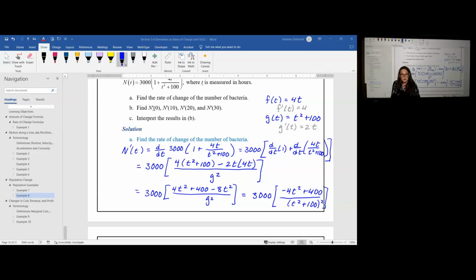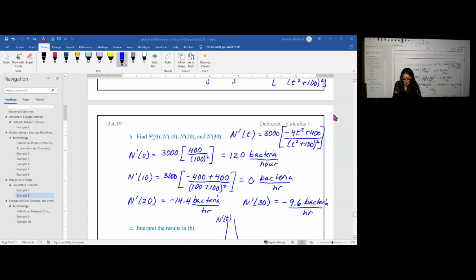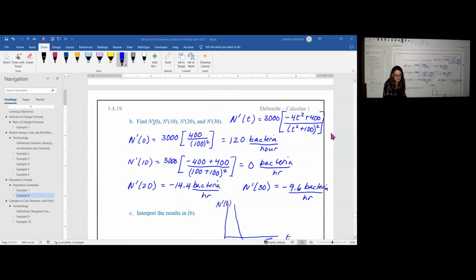Now I want to take that derivative and compute the rate of change of bacteria with respect to time in hours at the different values 0, 10 hours, 20 hours, and 30 hours. When I substitute 0 in place of t, I have 120 bacteria per hour. In other words, every hour, I'm getting 120 bacteria more at that point in time. On the graph of the derivative, this corresponds to a positive value.